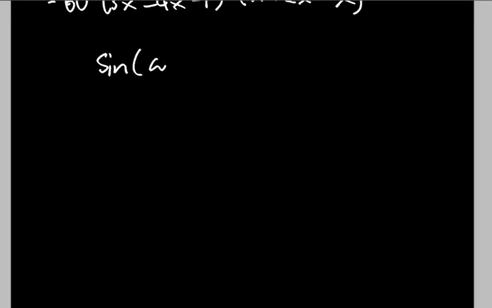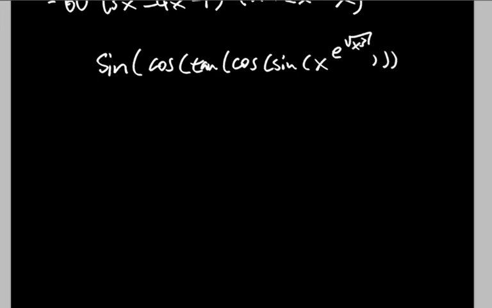sine of cosine of tangent of cosine of sine of x to the power of e to the square root of x cubed. I don't even know how many parentheses that's going to be, but basically you can see that when you do the chain rule of this thing, you'll end up doing chain upon chain upon chain a lot.